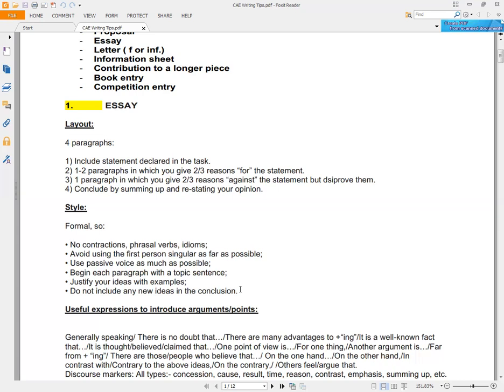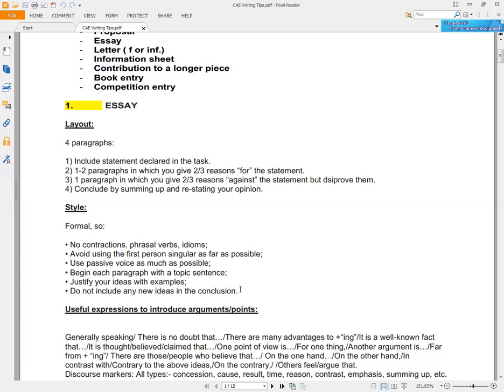Begin each paragraph with a topic sentence. A topic sentence is a main idea for each paragraph. And after that, statements after the topic one are explanations for the topic sentence or the main idea for each paragraph. Justify your ideas with examples. Explain them. Support your ideas with examples and so on. Do not include any new ideas in the conclusion.